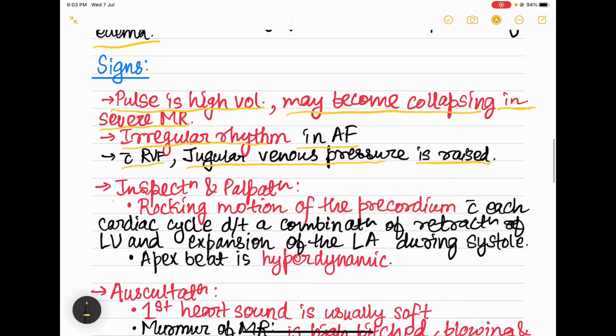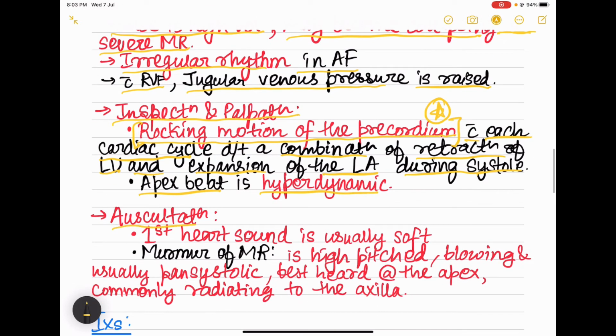Coming to the inspection and palpation findings, there will be rocking motion of the precordium. This is an important statement: rocking motion of the precordium with each cardiac cycle. This is due to a combination of the retraction of the left ventricle and expansion of the left atrium during systole, and the apex beat is hyperdynamic in nature. In auscultation, the first heart sound is usually soft here.